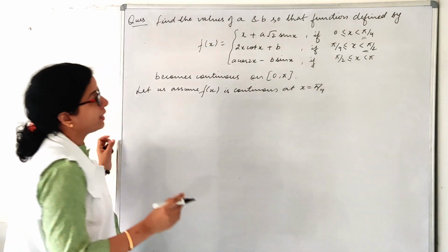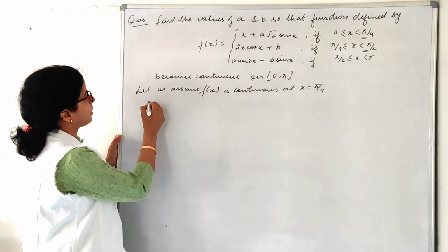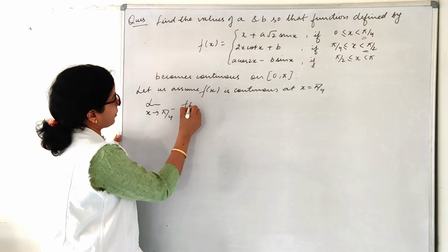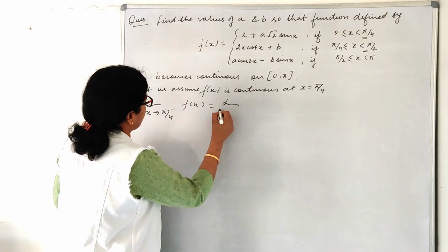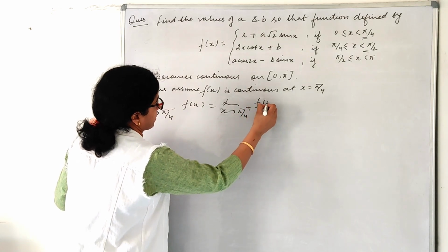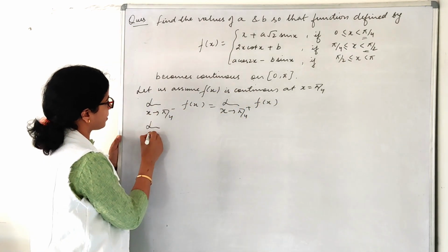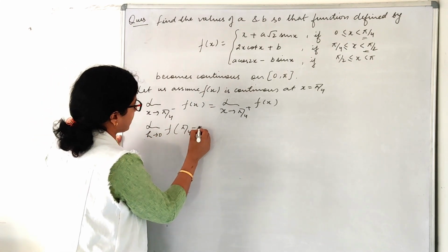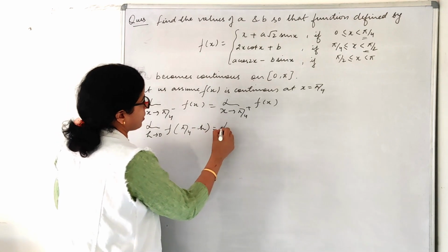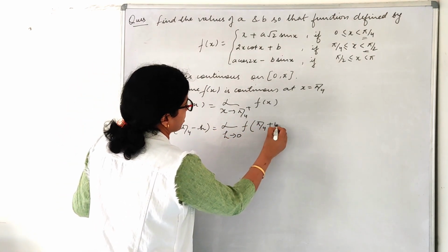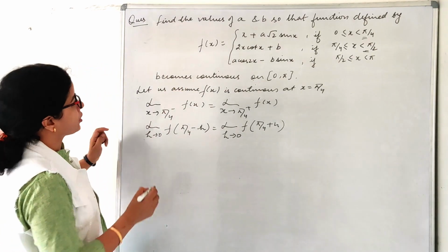So what does that imply? That left hand limit will be equal to right hand limit. Limit x tends to pi by 4 negative f(x) will be equal to limit x tends to pi by 4 positive f(x). What does that imply? That implies limit h tends to 0, f(pi by 4 minus h) equals limit h tends to 0, f(pi by 4 plus h). Substitute the values of the function. So what are you getting?